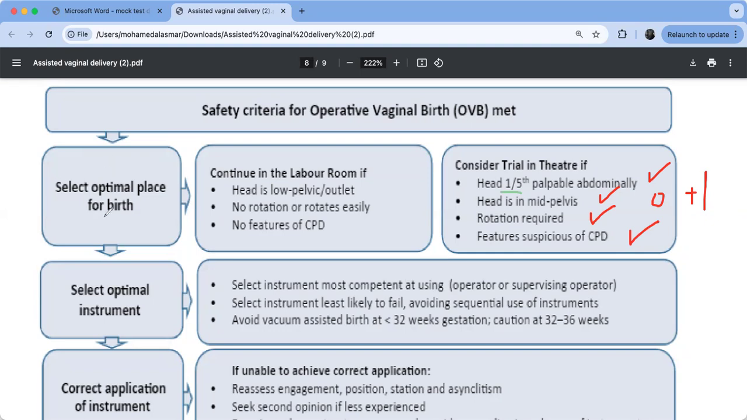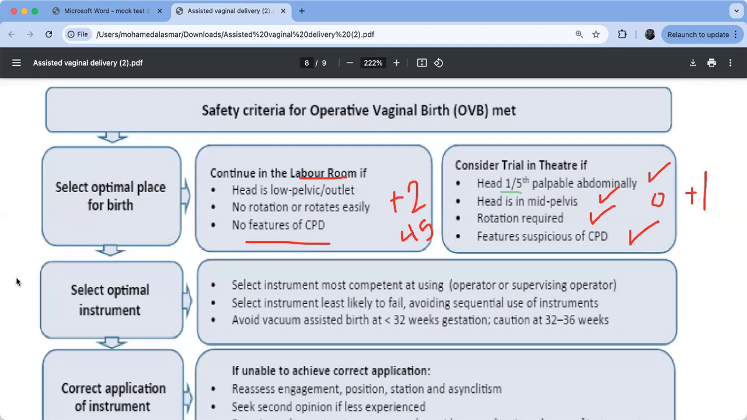Select the optimal place of birth if the woman has a head that is low but non-rotational. We have explained today what is low and non-rotational. Low means +2, correct? Non-rotational means that the rotation required is 45 degrees or less. So if it is like this, it is considered an easy, straightforward delivery. You can do it in the room. If you have an outlet delivery, it can also be in the room, with no features of cephalopelvic disproportion. This is in the room.